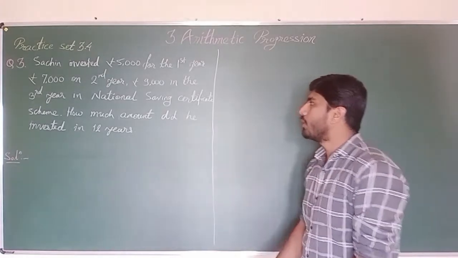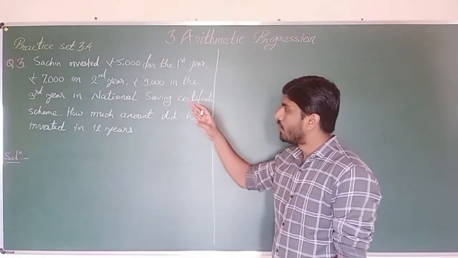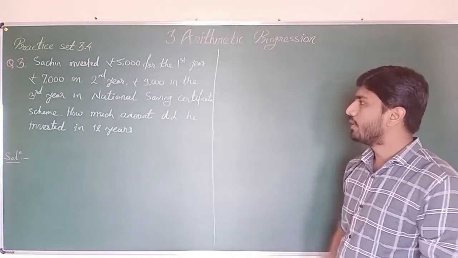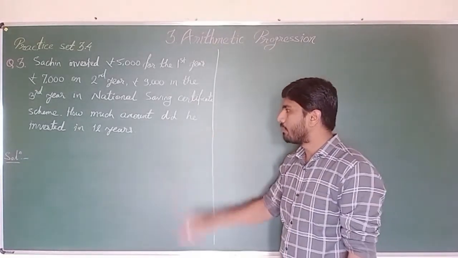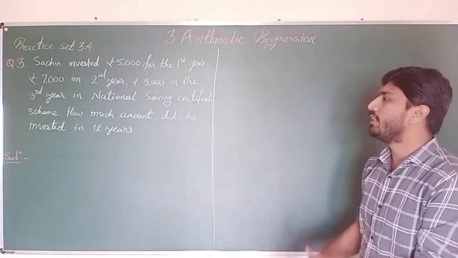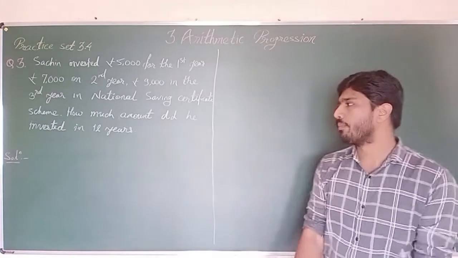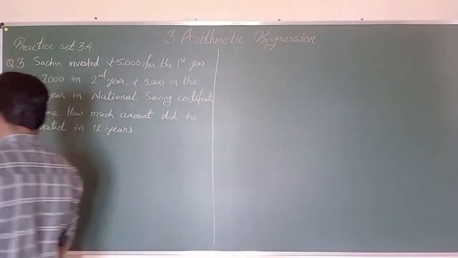Here Sachin invested rupees 5,000 for the first year, rupees 7,000 in the second year, 9,000 in the third year in the National Savings Certificate Scheme. So how much amount did he invest in 12 years? That is, we have to find S12. So let's start with the solution.